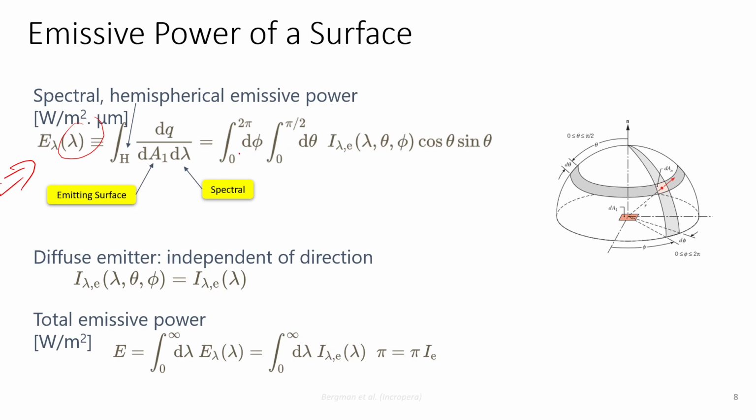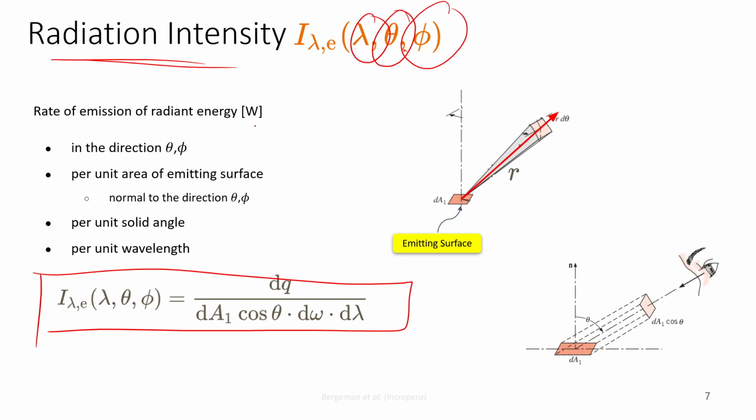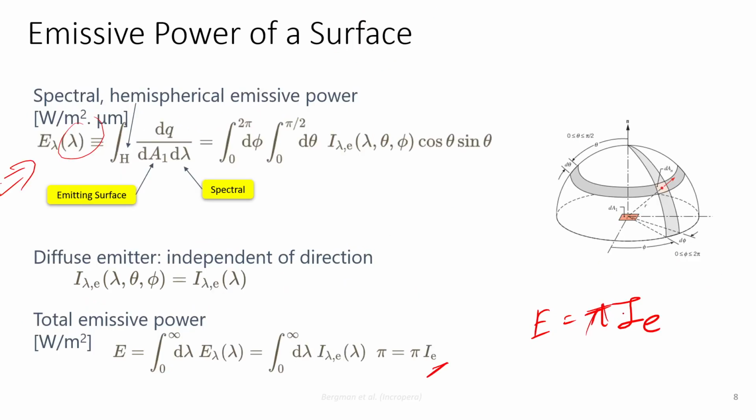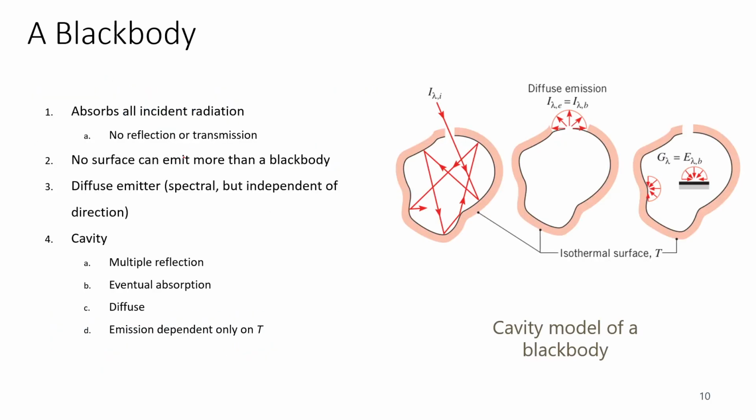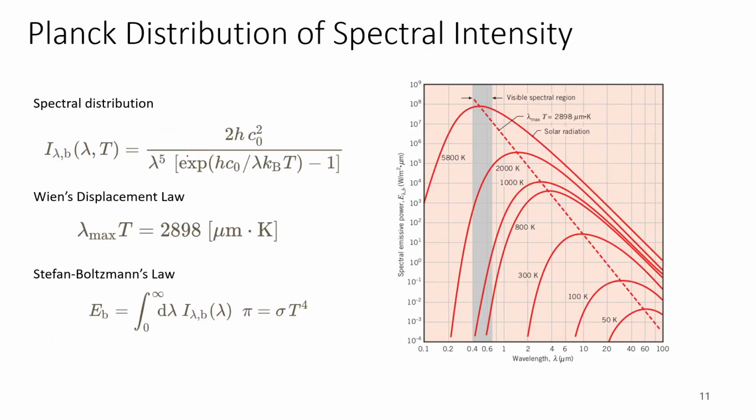Similarly, in order to find the total emissive power across all wavelengths, we can simply integrate it across all the wavelengths. This gives us a formula: the total emissive power is pi times I_E, where I_E, as we defined, is the radiation intensity. So if we have to find the radiation intensity, we can simply divide the total emissive power by pi. Then the same formula we derived for irradiation. Then we started with the black body.